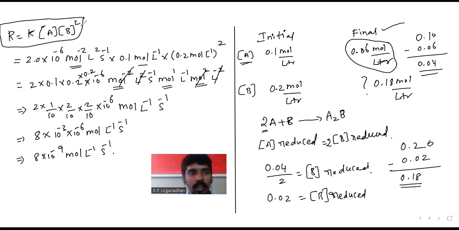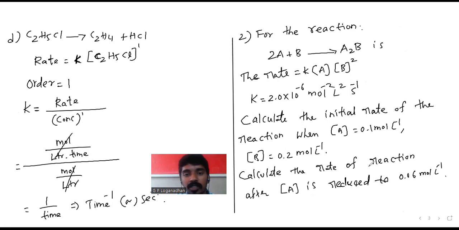This is the formula which is used to find the rate at any time. There is no need to know the initial time or the final time, nothing like that. When you know the concentration at some particular instant, you can substitute and you can find.